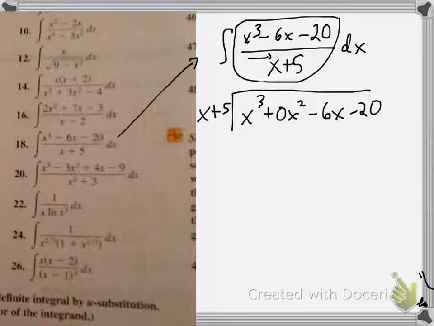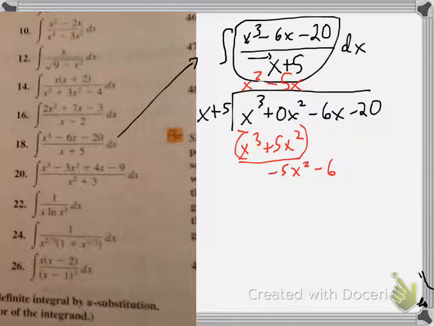So x goes into x cubed x squared times, and I multiply: x cubed plus 5x squared. That's going to be subtracted. x goes into negative 5x squared negative 5x times. Always keep bringing down the next term: negative 5x squared minus 25x.